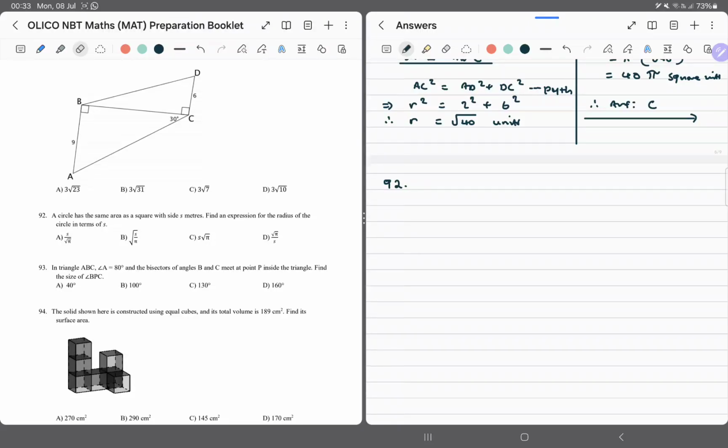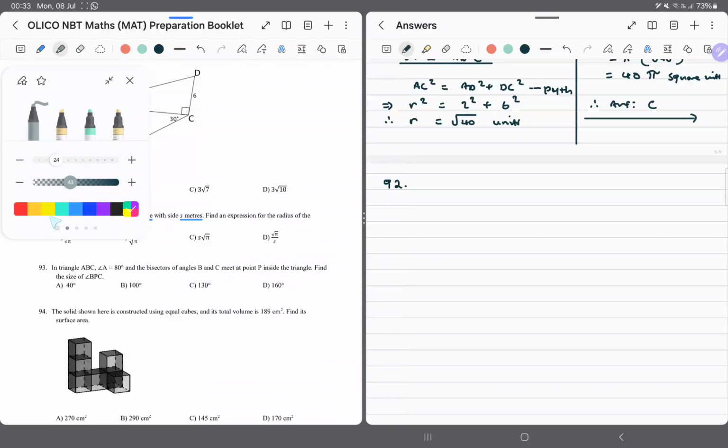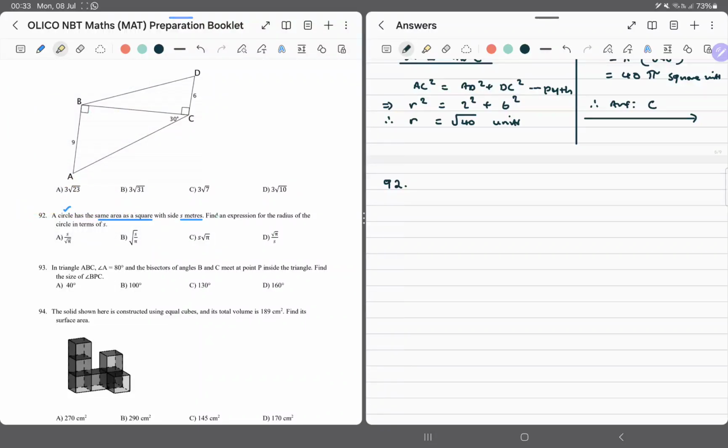So 92 is also a question on measurement. Now we have here a circle that has the same area as the square. And you see, same area as the square with side s meters. Now we need to find the expression for the radius of the circle in terms of s. This is easy, standard grade stuff that needs very simple simultaneous equations.